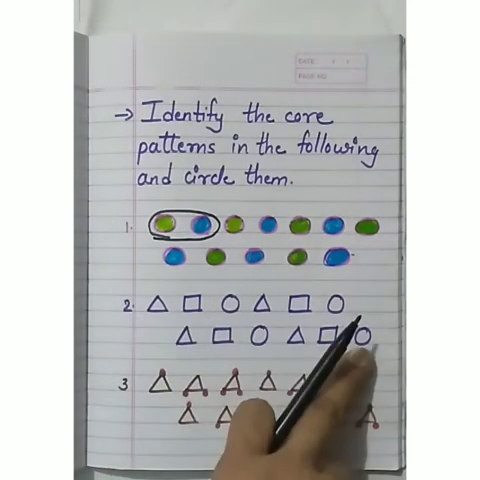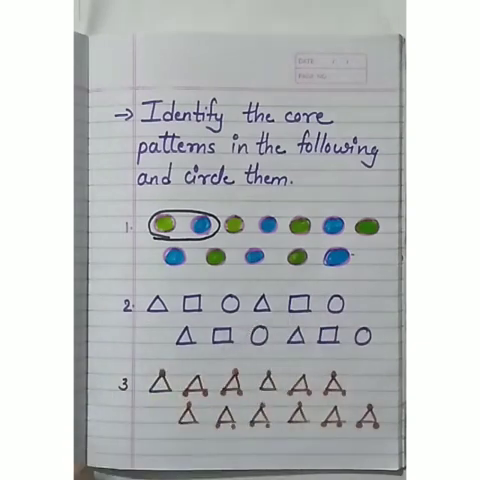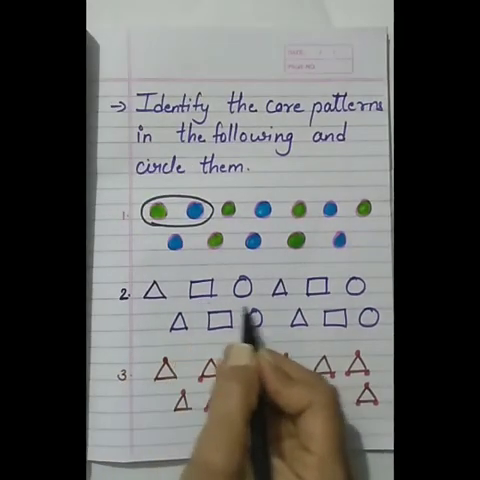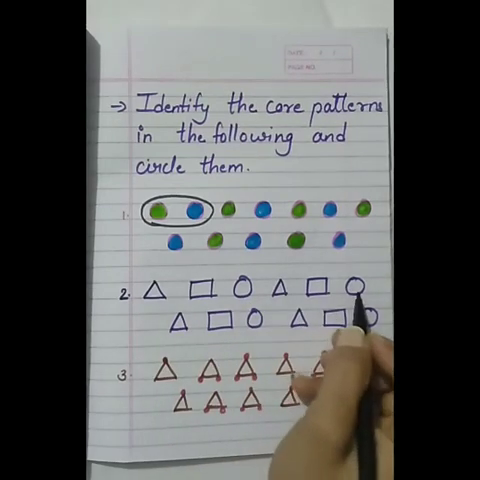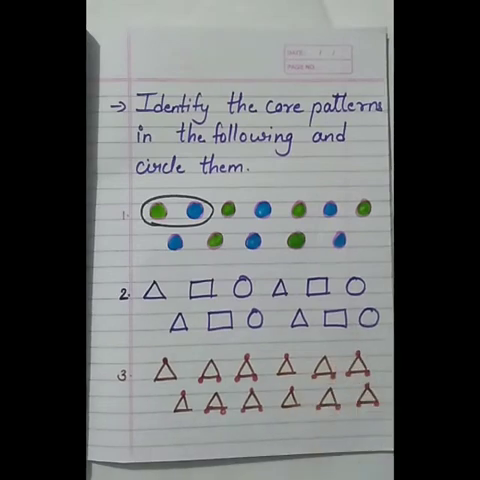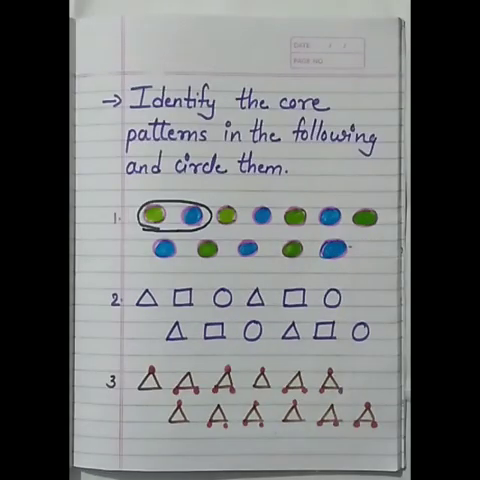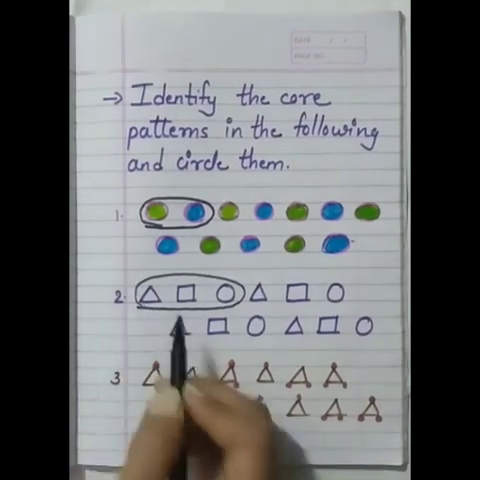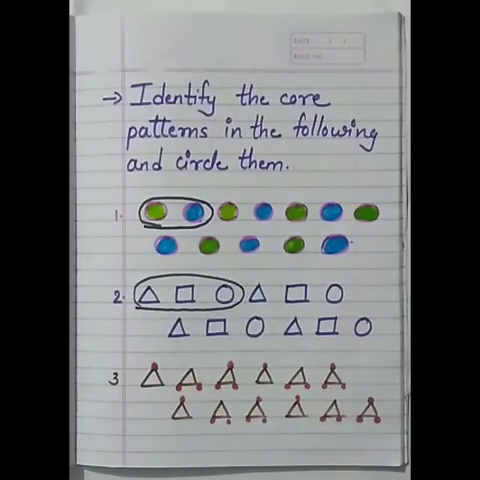Now here shapes are given. So let us find out what is the core pattern in this. Triangle, square, circle. Triangle, square, circle. So what is the core pattern in this? What is the sequence that is followed? That is triangle, square, circle. This is our core pattern.